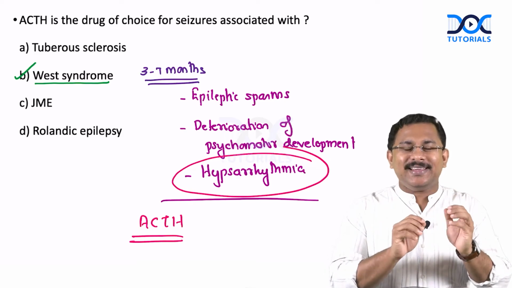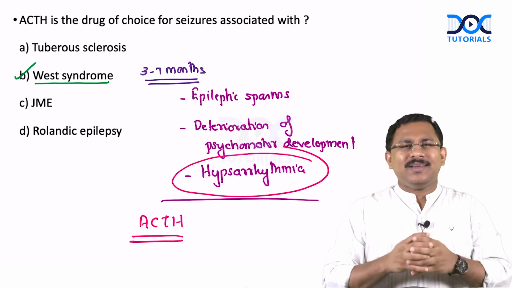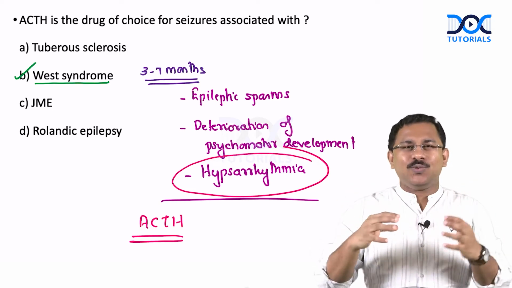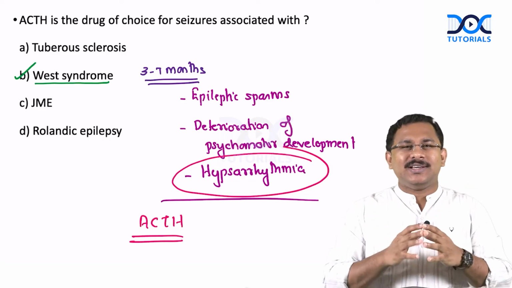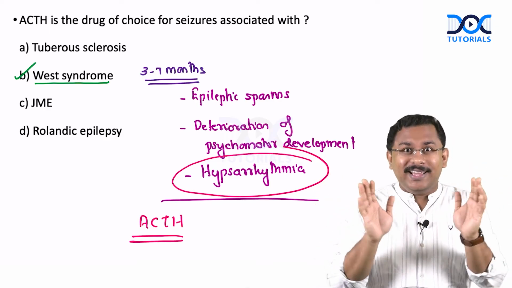Well, EEG in case of West syndrome will have a high voltage disorganized EEG activity, and in between you can see some slow waves, some spikes, some sharp waves. So you have a very dirty looking EEG. What did I say? Dirty looking EEG.